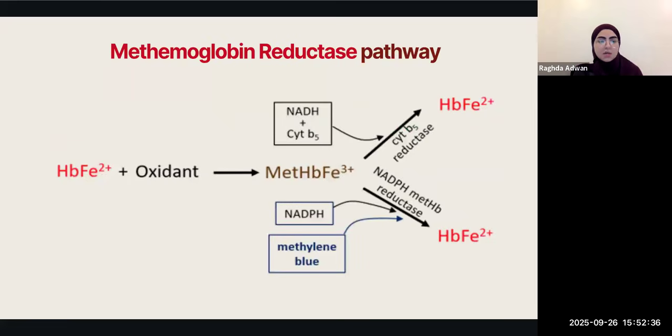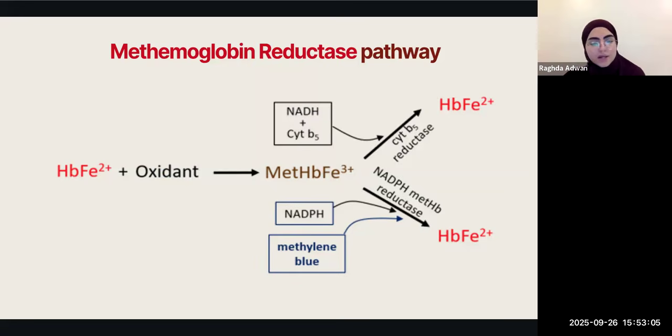It's simple. This is the diagram in your lecture. You've got hemoglobin Fe2+, which is good, normal. If it gets oxidized, it becomes methemoglobin, which is Fe3+, iron in the 3+ state. This methemoglobin, we have ways to take it back to Fe2+, which is by this enzyme, methemoglobin reductase, which will convert it back to Fe2+ hemoglobin, which is normal hemoglobin.